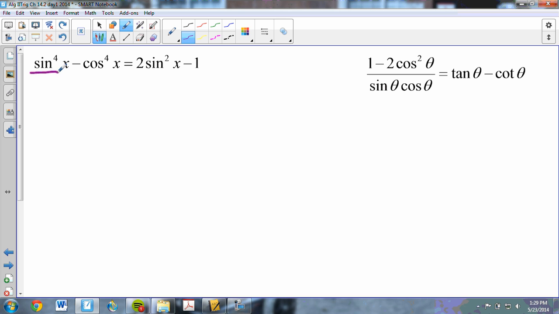This is a difference of squares. It factors into sine squared x minus cosine squared x, times sine squared x plus cosine squared x.